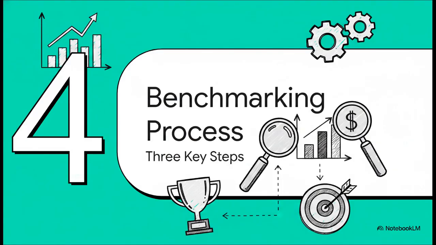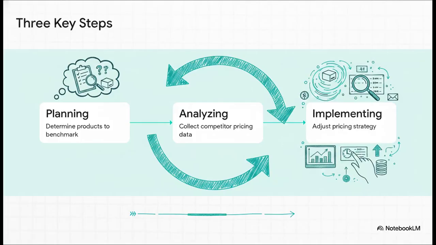So how do we actually pull this off? That brings us to Section 4, the benchmarking process. This process is basically a continuous loop that runs through 3 key phases. First, planning what you're actually going to measure. Second, analyzing the data you collect. And third, implementing the necessary adjustments. Let's look at the nuts and bolts of each step.